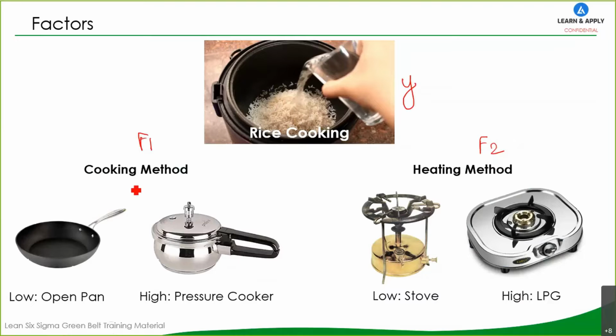Now for factor 1, we are having two levels. Open pan, level 1. Pressure cooker, level 2. For heating method, stove, level 1. LPG, level 2.